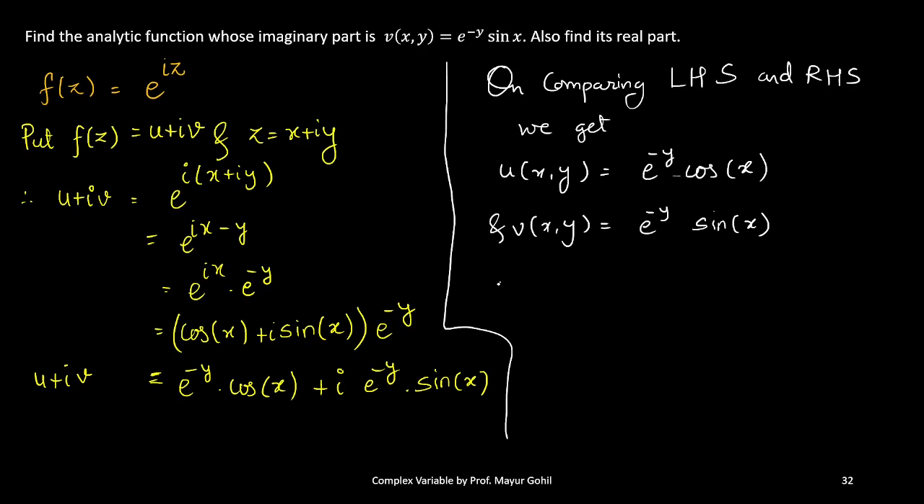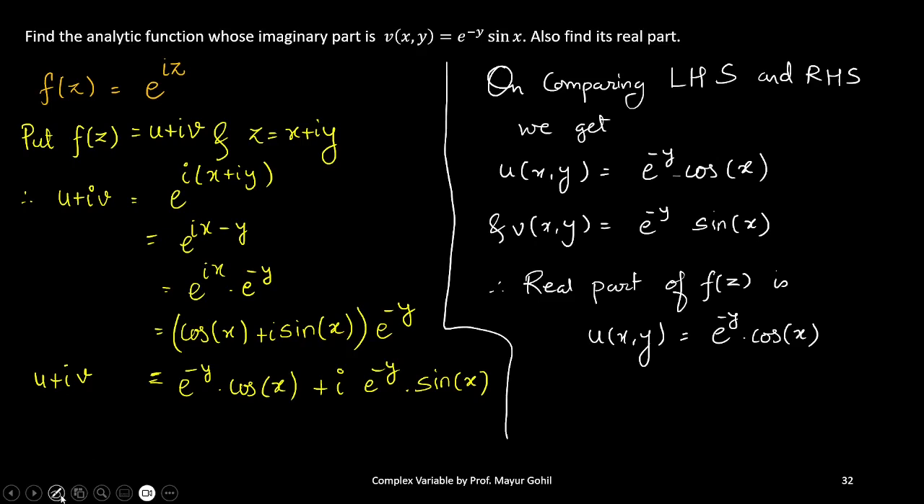So therefore we write down the real part of f of z is u(x, y) equal to e to the power minus y times cos of x. Okay, so that is what we get here. So that is the answer for the question that we have taken.